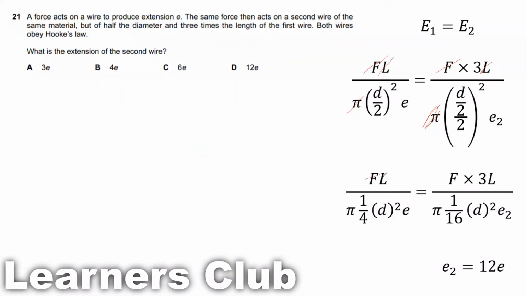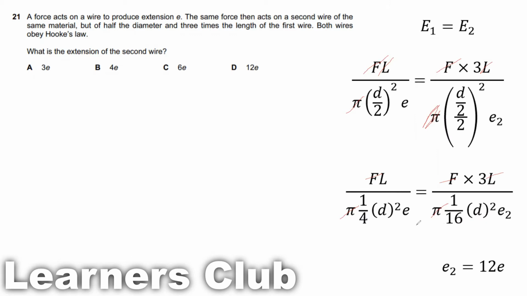So since they are all cancelled, I have a squared, d by 2 whole square. So it becomes d square. And this 1 by 2 whole square becomes 1 by 4. D by 2 over 2, that is d by 4. When I square it, it becomes d square over 16.